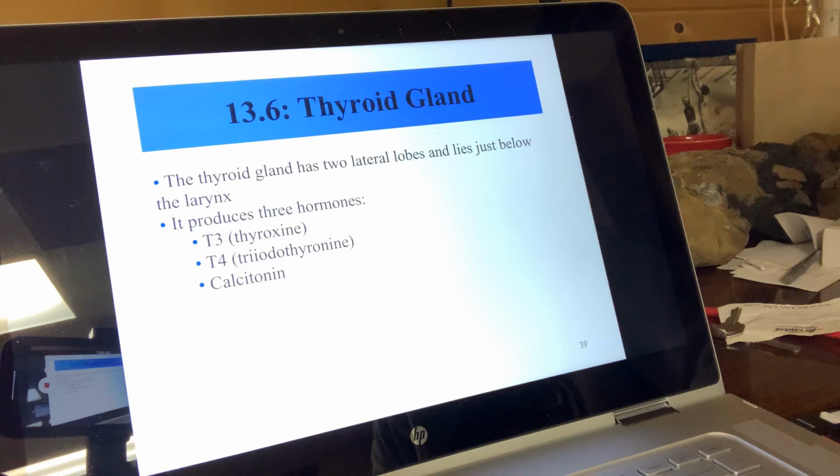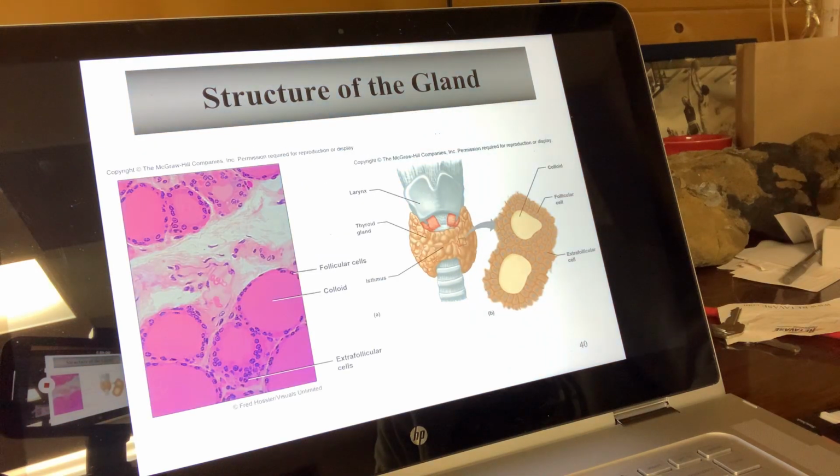It produces three hormones. The first two, thyroxine or T4 and triiodothyronine T3, those are switched on my slide, have one function, and then the second hormone, calcitonin, has a different function that has nothing to do with the first two. This is an example of the thyroid gland in the neck.